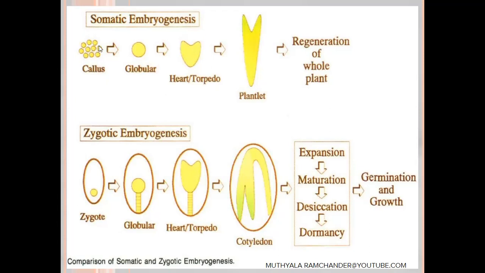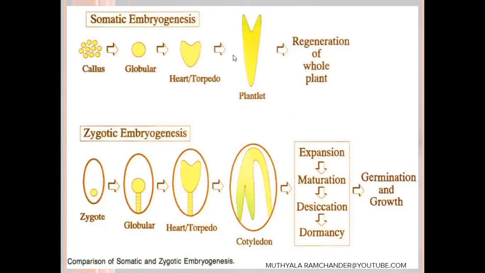If we observe callus on the nutrient medium and add growth hormones like auxins and cytokinins to the callus, the callus cells convert into globular structure, heart or torpedo structure of embryo, and that structure develops into organogenesis. That means a complete plantlet, a whole plantlet, is regenerated from the vegetative cells. So this process is also called somatic embryogenesis.